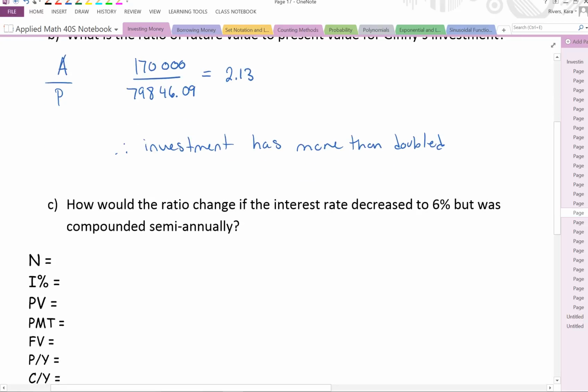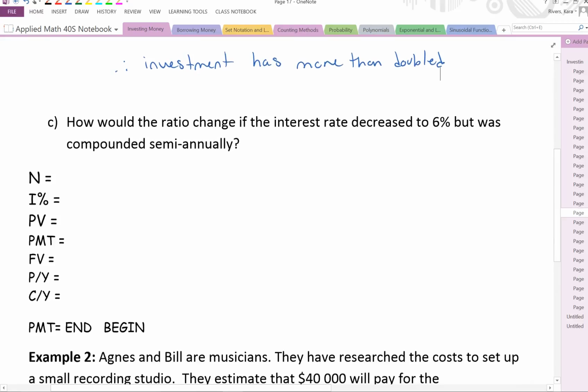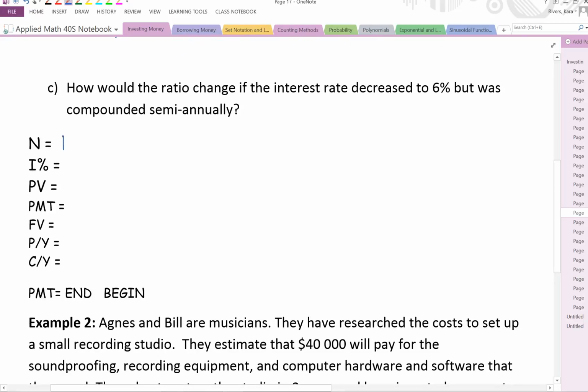Part C, how would the ratio change if the interest rate decreased to 6% but was compounded semi-annually. Okay, so our time hasn't changed and we're still doing our payments as one lump sum. So PMT is 0 and payments per year is 1. But now we're being compounded semi-annually, so C/Y changes to 2. Their future value isn't changing. But our interest rate has decreased to 6%.